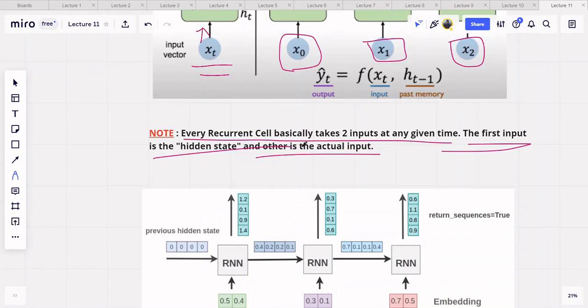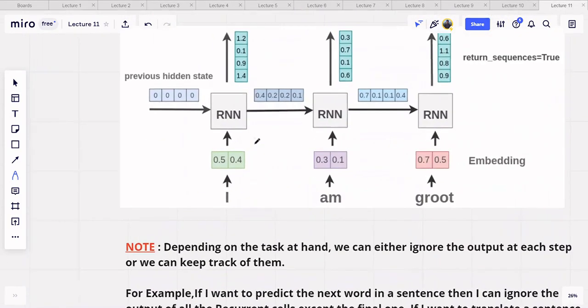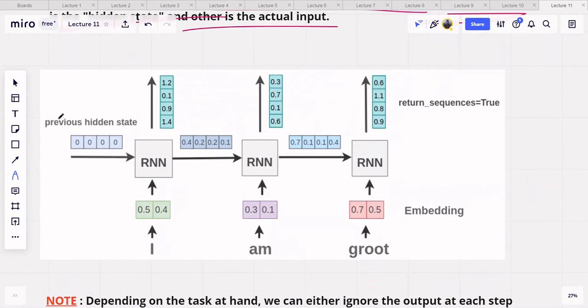So one example would be this. You can see that at the beginning the hidden state is just 0. The hidden state has all the values as 0, and let's say I want to input the sentence "I am Groot". When we give our first word, that is "I" as a vector, the recurrent cell will take two inputs. First is the hidden state, then it will take the input word, and then it will produce a certain output, a certain vector.